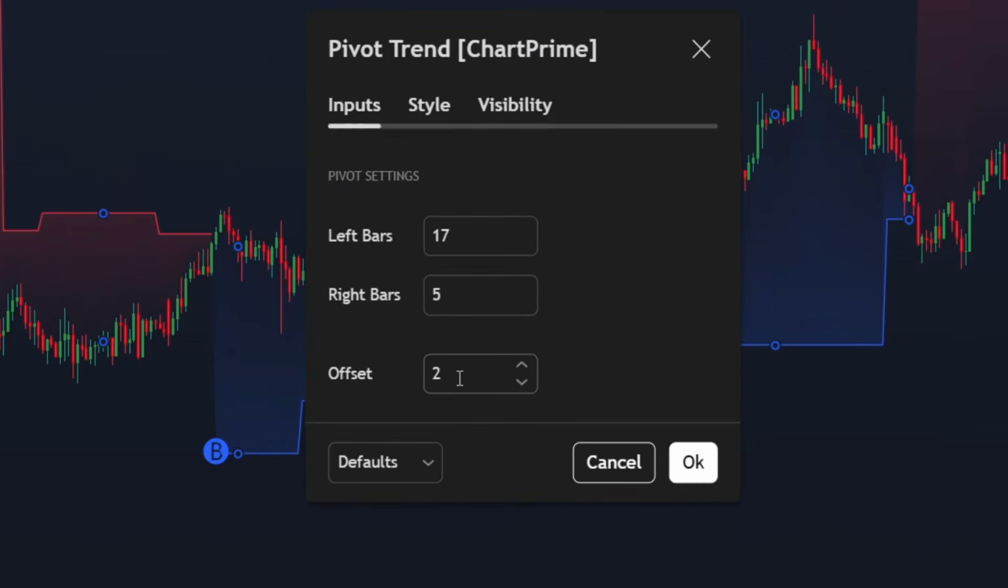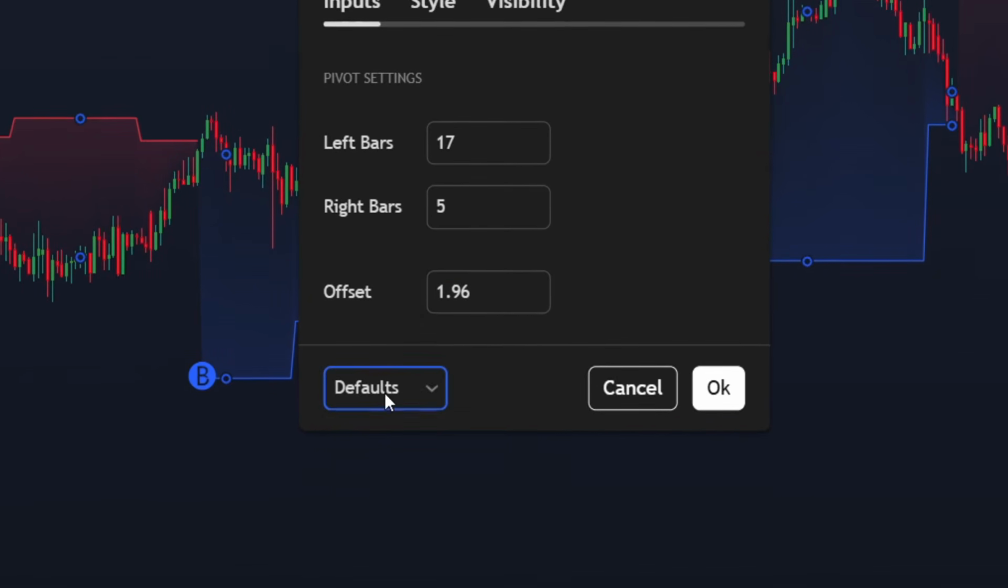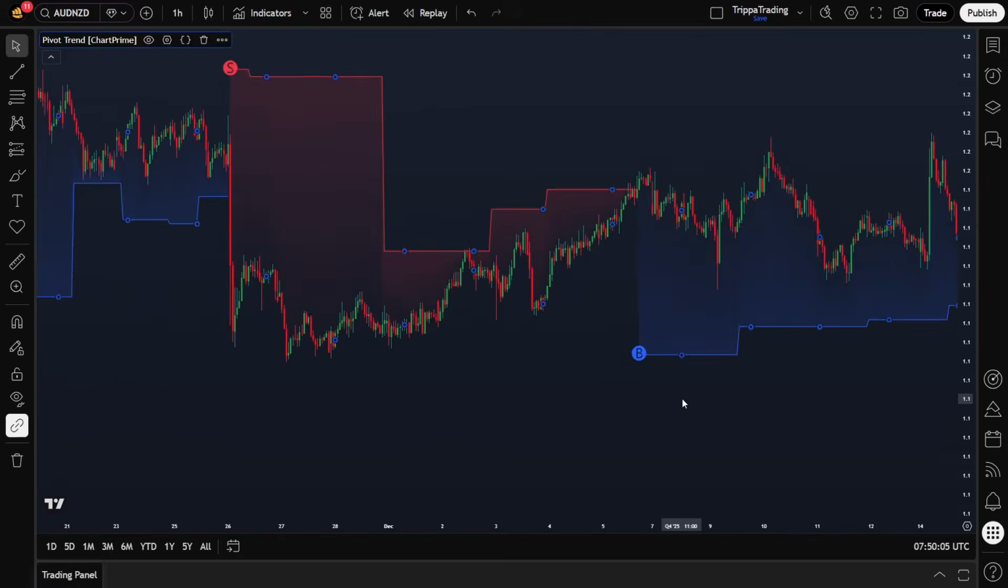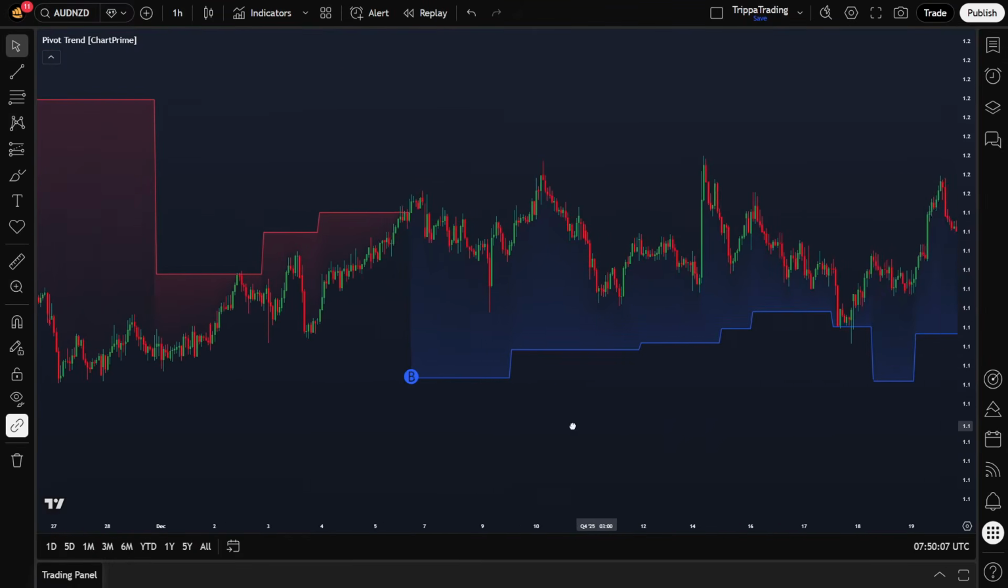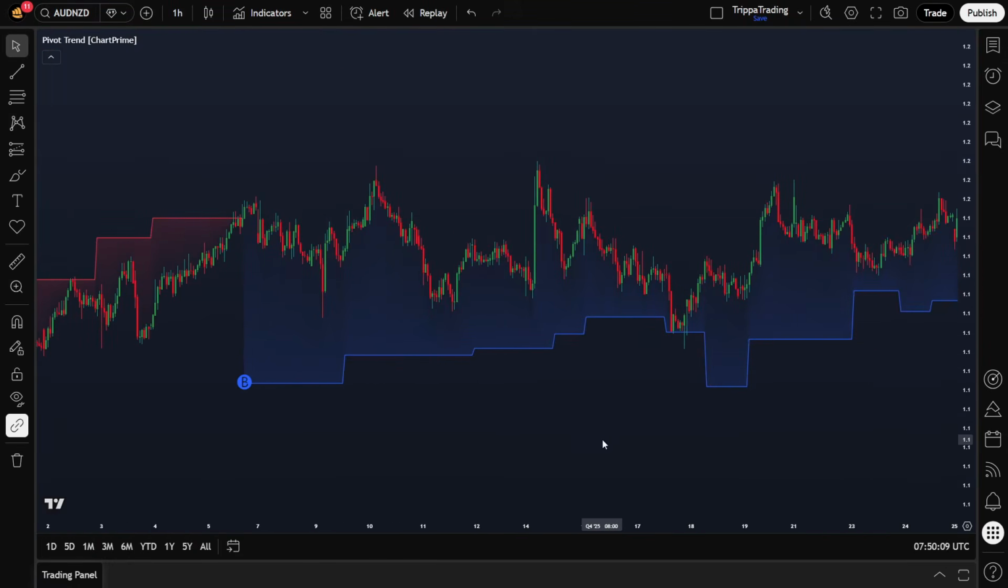Then you have offset. Offset is just a sensitivity filter. If the market is volatile and the line flips too often, increase the offset slightly. If you want faster signals, reduce it. You don't need to over-optimize this. Start with defaults and adjust only if the line feels too jumpy or too slow. Now, let's go through real examples so you can see how this actually trades in practice.